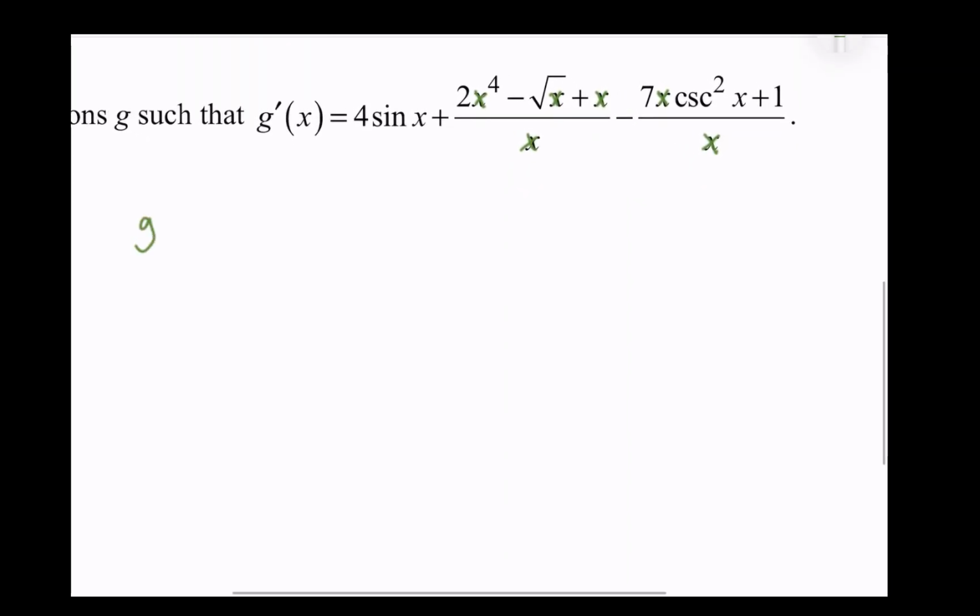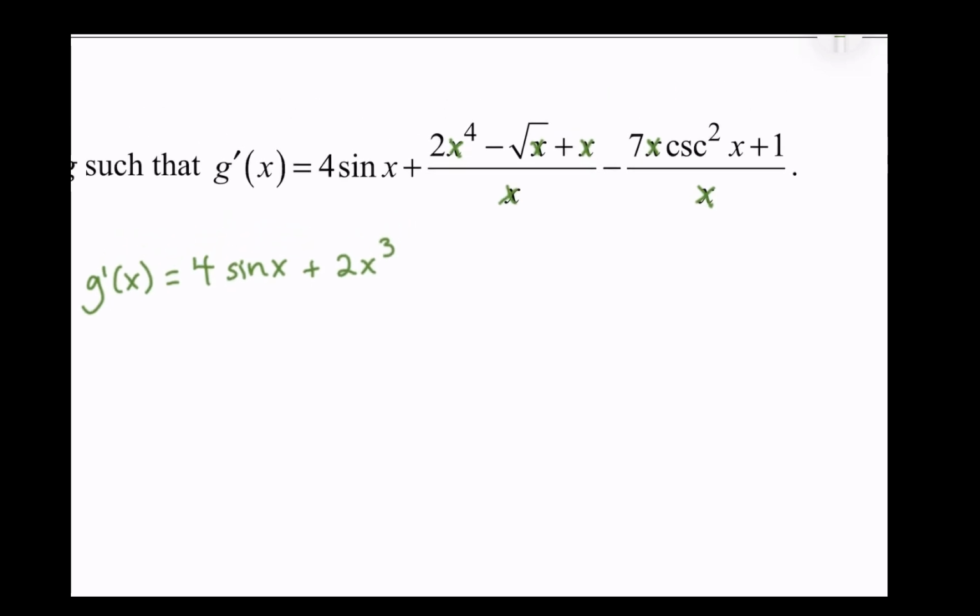Okay, so let's write a slightly more simplified version of this. The sine of x will stay the same. And then when I divide 2x to the 4th by x, I get 2x cubed. The square root of x is the same as x to the 1/2. So dividing x to the 1/2 by x to the 1st power, I get x to the negative 1/2. And then x divided by x is 1. So I got that.